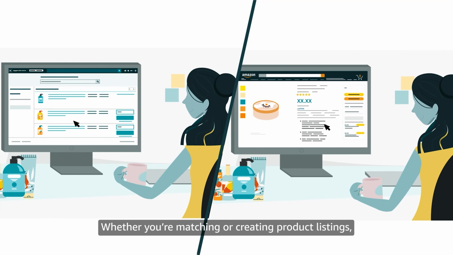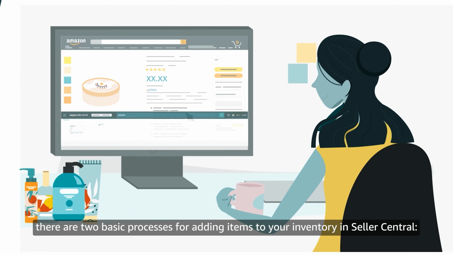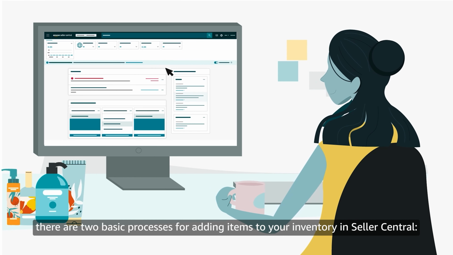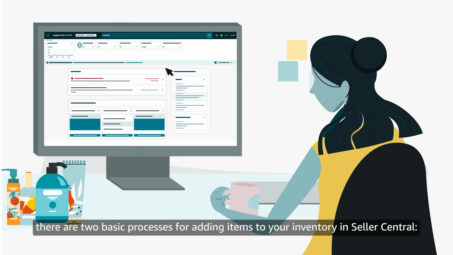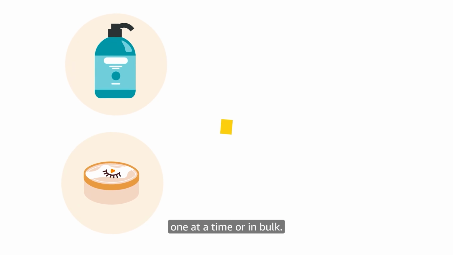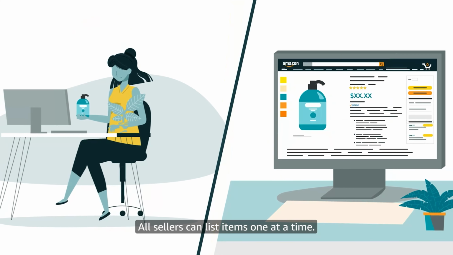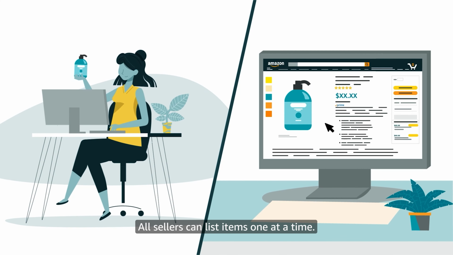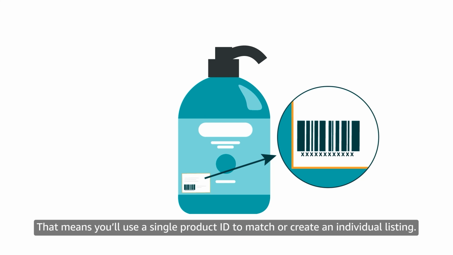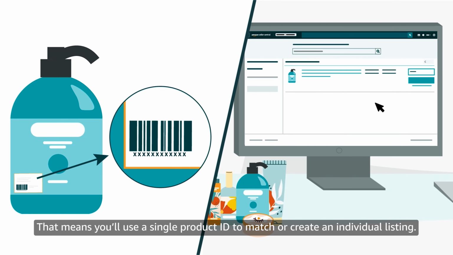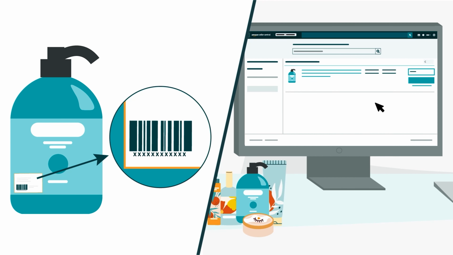Whether you're matching or creating product listings, there are 2 basic processes for adding items to your inventory in Seller Central: one at a time or in bulk. All sellers can list items one at a time. That means you'll use a single product ID to match or create an individual listing.